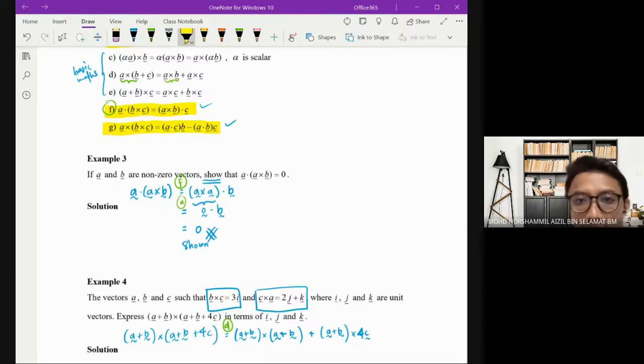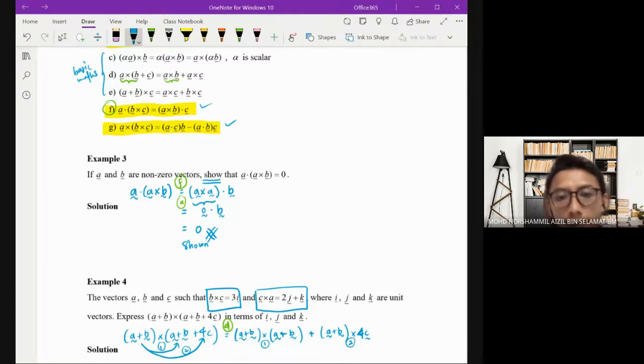Boleh guys? So yang ni darab dengan yang ni, kemudian yang ni akan darab dengan yang belakang. Nampak tak? So 1, 2. So you get 1, you get 2. Is that okay? Boleh?